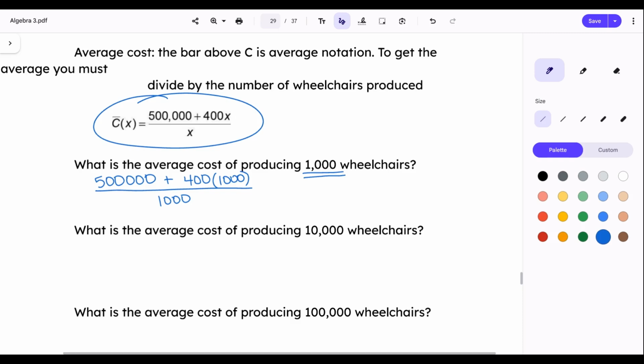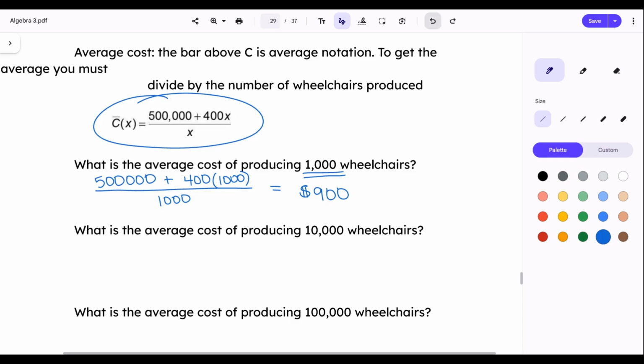Okay, so tell me what you got for a number. 900. So this is going to be in dollars because we're talking about cost. So what that means is if they sell 1,000 wheelchairs, they have to sell the wheelchairs at $900 apiece in order to break even here. All right. What if they up it to 10,000 wheelchairs? What if they get 10,000 sold? How much should they market each one for now?